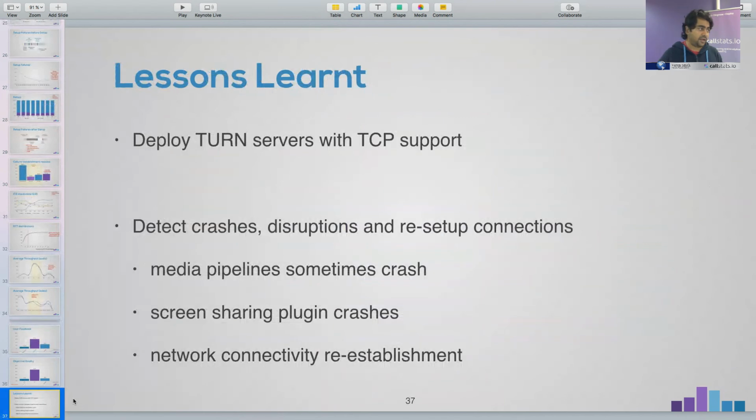And one of the lessons learned was to deploy TURN servers with TCP support. We've seen a lot of apps which are growing, or enter a new market or a new country or a continent or a new region, or start a new app. They tend to run into these kinds of connectivity issues.